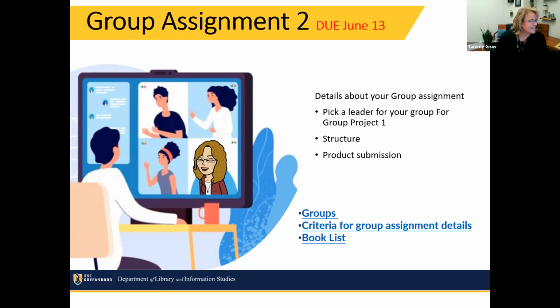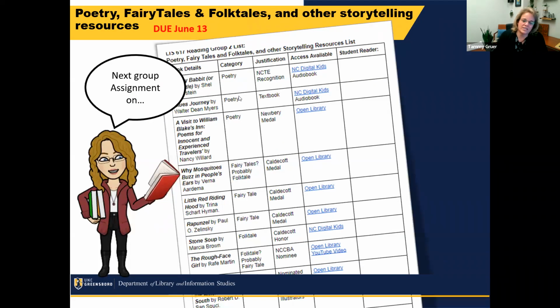So when you're adding to that, let's look. Oh, I think I've got it here. Take your groups. The criteria is the same, but the book list will be different. The book list this time will be focusing on poetry, fairy tales, folk tales, and other story resources. So again, I'm giving you a list that you're welcome to choose from with ebook access so that you can get to them. And we will talk about fairy tales in the next class or two, hopefully in person. But we'll give you some content there.